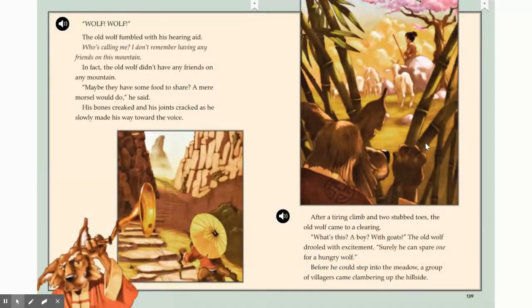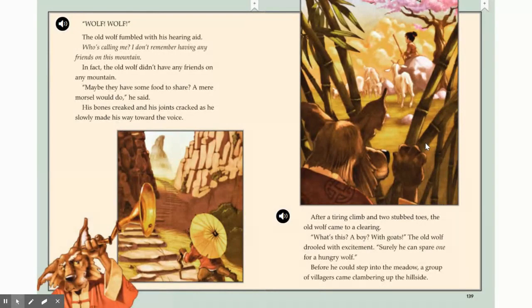Now that we've identified the problem that the wolf is hungry, we are going to see all of the steps that the wolf takes to try to solve his problem, to find food. And on this page, I'm reminded through the pictures that the wolf hears someone calling his name. And he heard someone calling his name. He tried to listen and he thought, oh, who is calling me? Maybe they have some food to share. A mere morsel would do, he said. So he started to follow this voice to go find the person who was calling his name because he thought, maybe they have food to share. He's hungry after all, right?